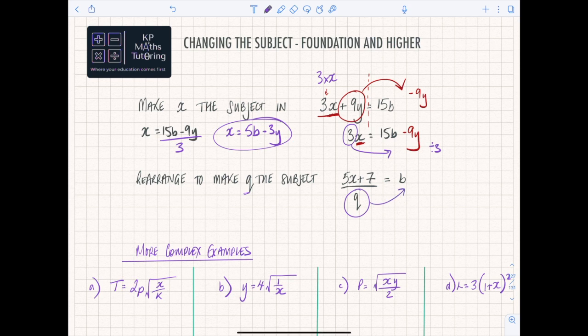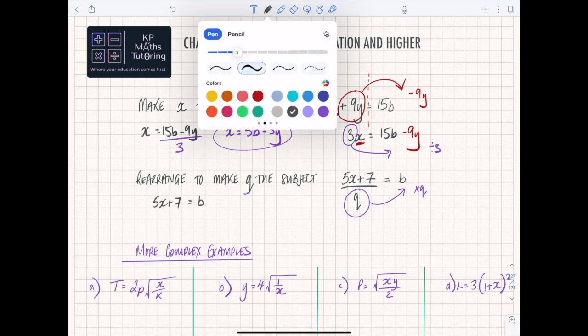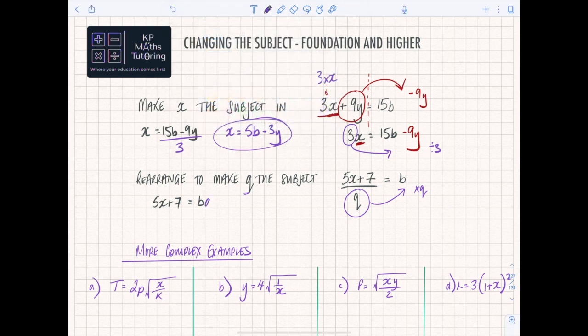Now, at the moment, just think to yourself, that line means divide. So I'm saying divided by q. Well, if it's a divide by q and I move it over, it's going to become a times by q. So what I then end up having is 5x plus 7, which hasn't moved, so I'm just going to write it over here. 5x plus 7 is equal to b, and then that's times by q, and the q has moved, so it becomes bq. So that means b times q.